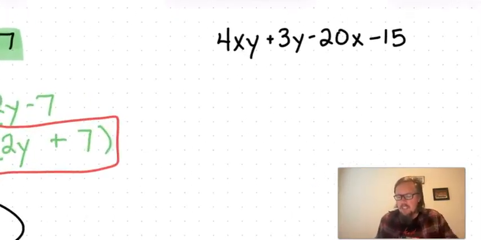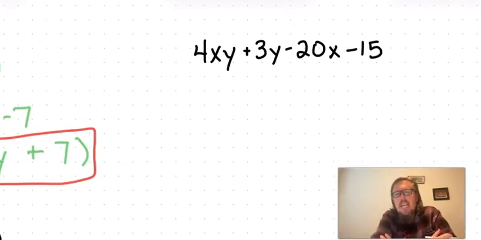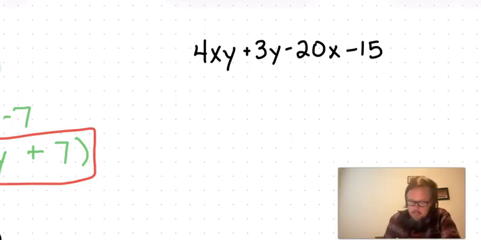Okay, let's look at this second set here. Again, the first thing we look for is a greatest common factor. We always want to do that first, see if there's a greatest common factor. And in this case, there's not. These four terms do not have a greatest common factor. So we factor by grouping. We group our first two terms together, 4xy plus 3y.